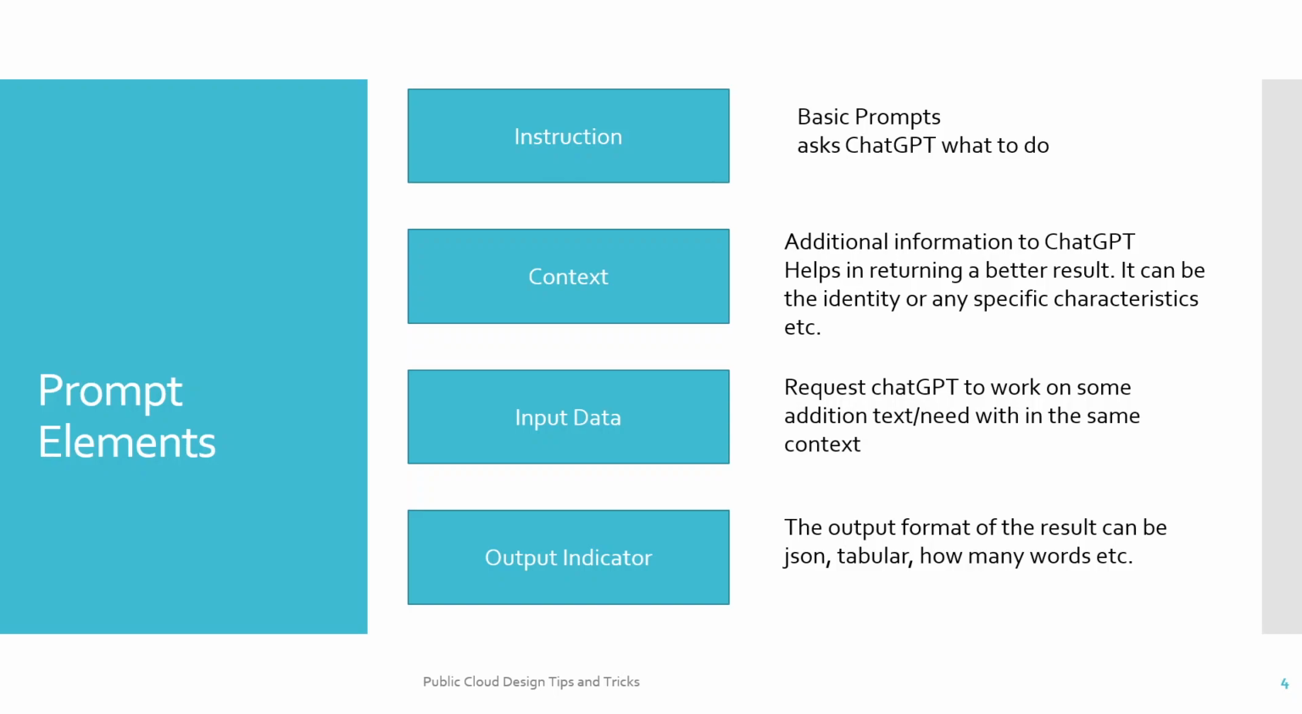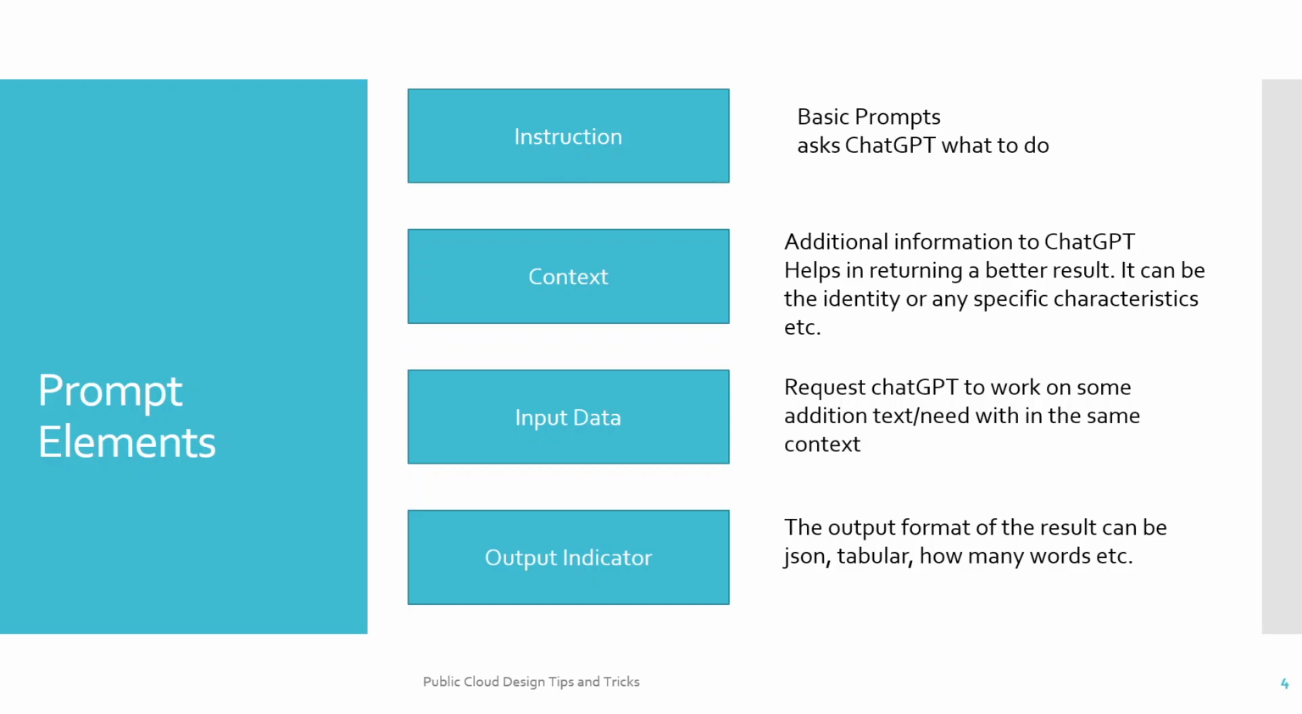Context is additional information on top of the basic prompt that you provide to ChatGPT, and it helps in returning a better result. It can be an identity or any specific characteristics: place, types, name. Those are the different additional pieces of information that you provide to ChatGPT with respect to that context.